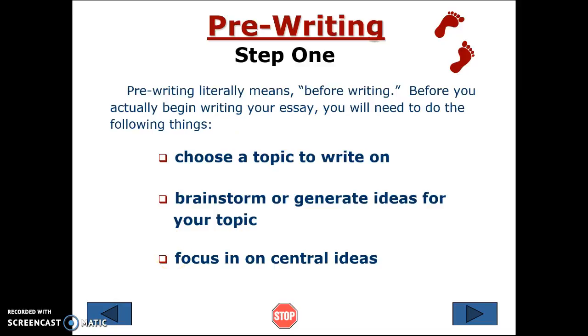Once you are given your topic, you will have to brainstorm and or generate ideas for your topic. So whatever the topic is going to be, you have to come up with information to help you begin that pre-writing process, to get your brain to churn information and think about information that will help you to understand the topic at hand and to help you come up with ideas that will help you to formulate your essay. And then you're going to have to focus on central ideas. So again, in the pre-writing phase, you want to choose a topic to write on. You want to brainstorm or generate ideas for your topic and focus on central ideas.